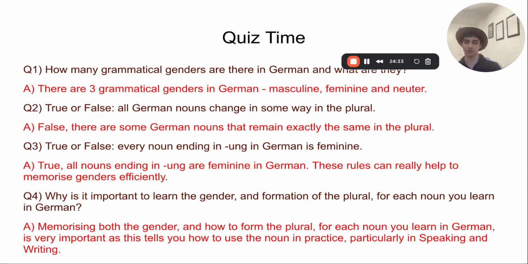Both the gender and knowing how to form the plural are important for every noun that you learn in German because it tells you how to actually use that noun, especially in speaking and writing when you have to come up with the German yourself. But even for more passive understanding and skills like listening and reading, they can help you not to get confused. If you recognize the correct plural ending of a noun, you can easily tell that it's in the plural, for instance, which can actually affect your answers and the marks that you get.